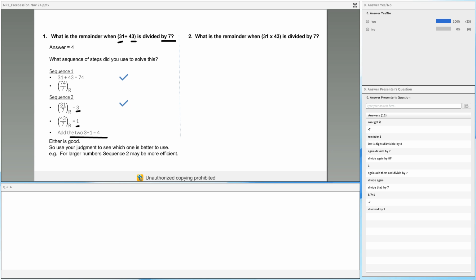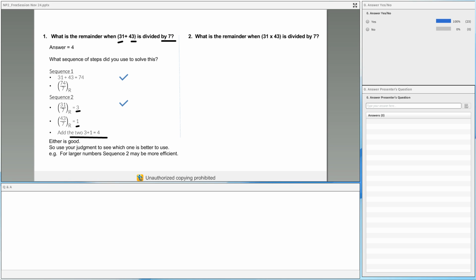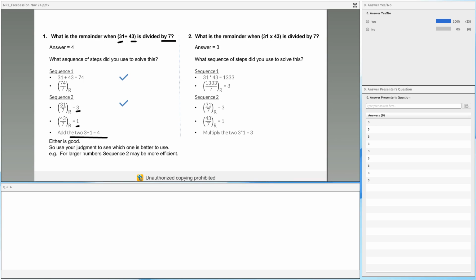Now instead of addition sign, if I had a multiplication sign, what will be the answer in this case, everyone? What will you do? Yes, it's 3. The answer in this case would be 3. Now again there are two ways. One is you multiply both the numbers, 31 into 43, get 1333 by 7 and find the remainder. The other way is to find the individual remainders and multiply them. Now what do you think is a better method, the first one or the second one?